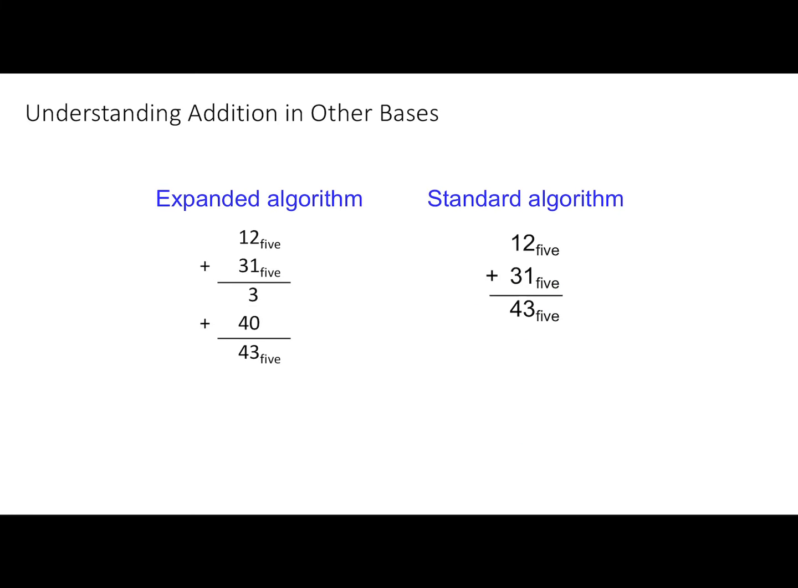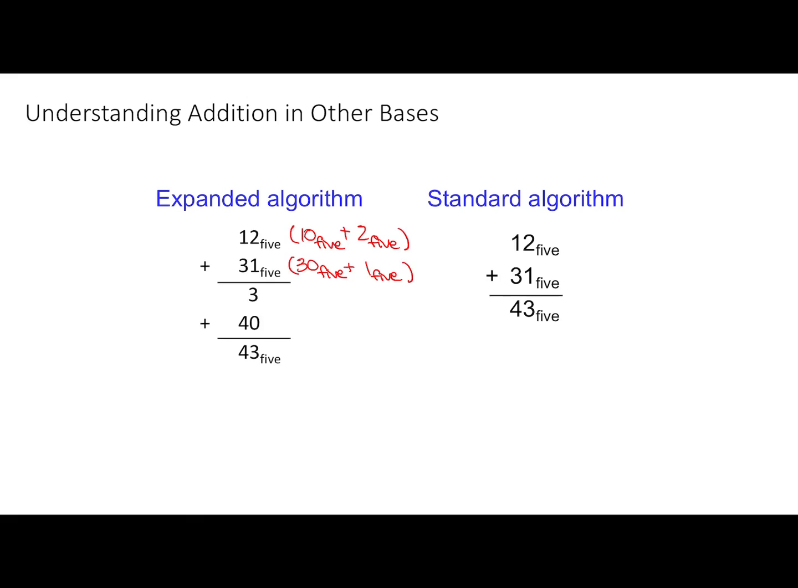We can use the expanded algorithm in base 5. So 1, 2 is really 1, 0 base 5 plus 2 base 5. And 3, 1 is really 3, 0 base 5 plus 1 base 5. And now I'm just going to add my 1s. So I get 1 plus 2 is 3, and then add my 10s. I have 10 plus 30. I'm sorry, I shouldn't call them that. 1, 0 plus 3, 0 to get 4, 0 base 5. And now I can add those to get 4, 3.